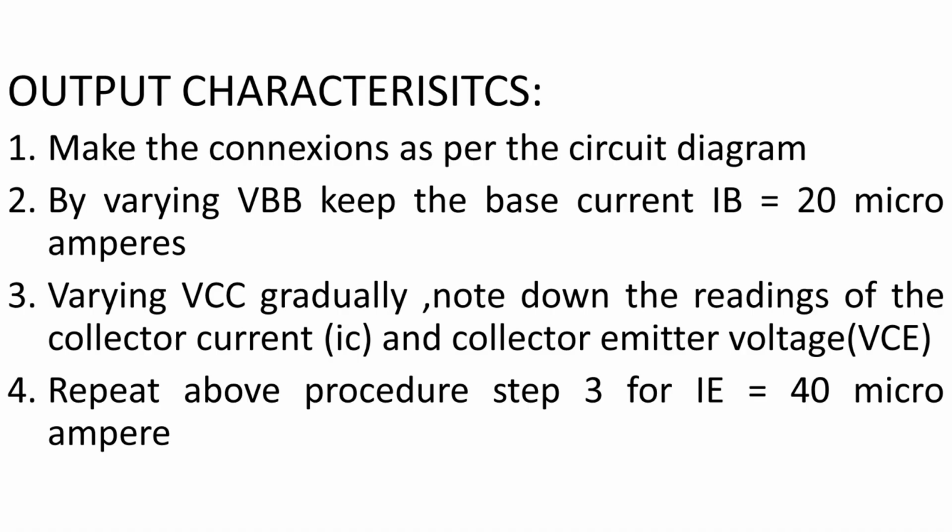Output characteristics. Make the connections as per the circuit diagram. By varying VBB, keep the base current IB equal to 20 microamperes. By varying VCC gradually, note down the readings of collector current IC and collector emitter voltage VCE. Repeat the above procedure, step 3, for IB equal to 40 microamperes.